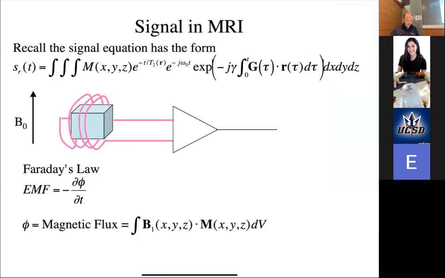Okay, so let's just review what happens in an MR exam. We have spins precessing here, and we're going to measure their signal with an RF coil. We're going to use Faraday's law, and it turns out that we look at the d phi dt of whatever magnetic flux is varying within these coils. The electric field is the time derivative of that.